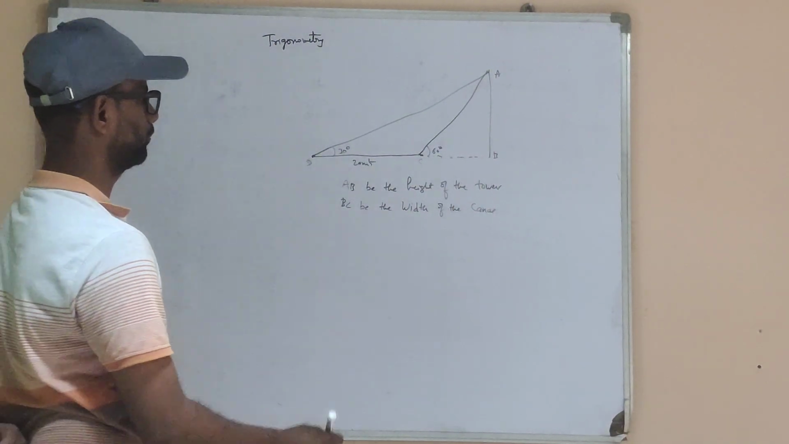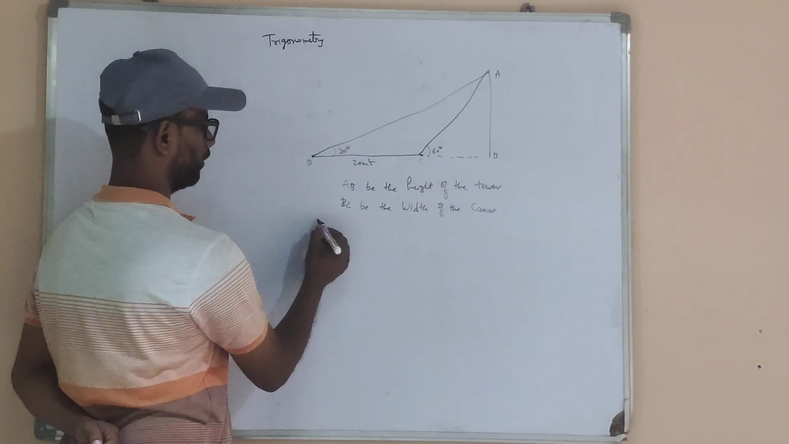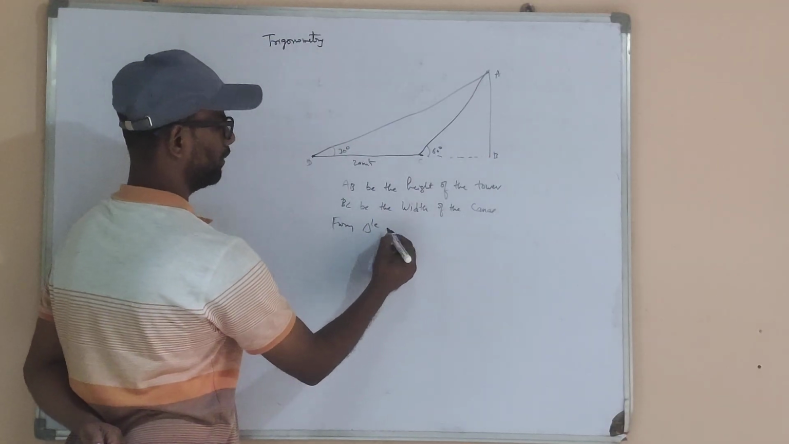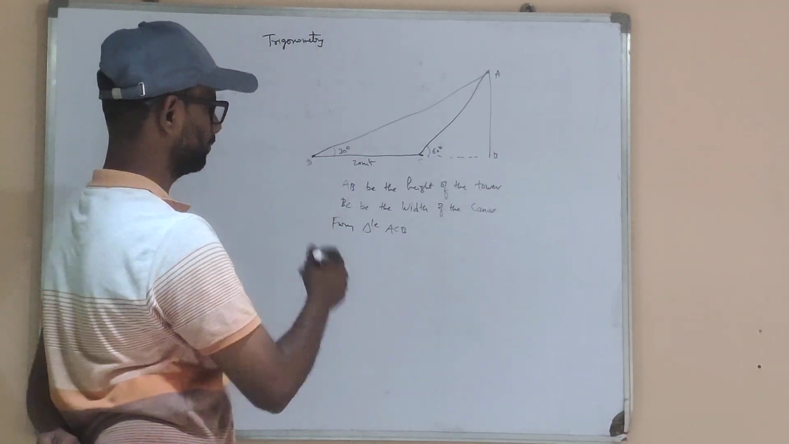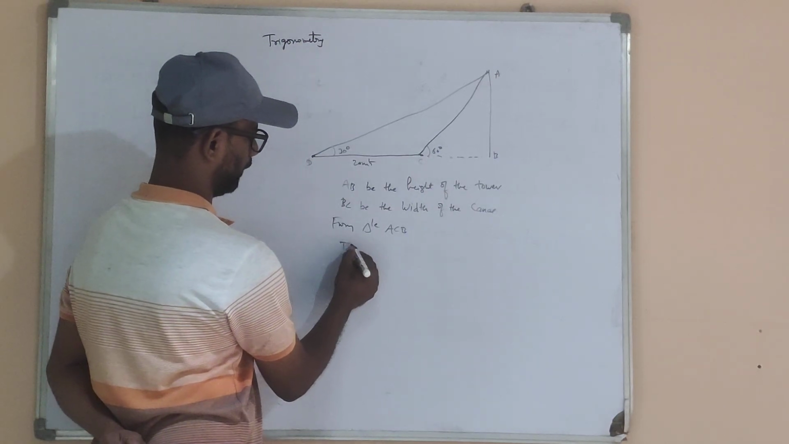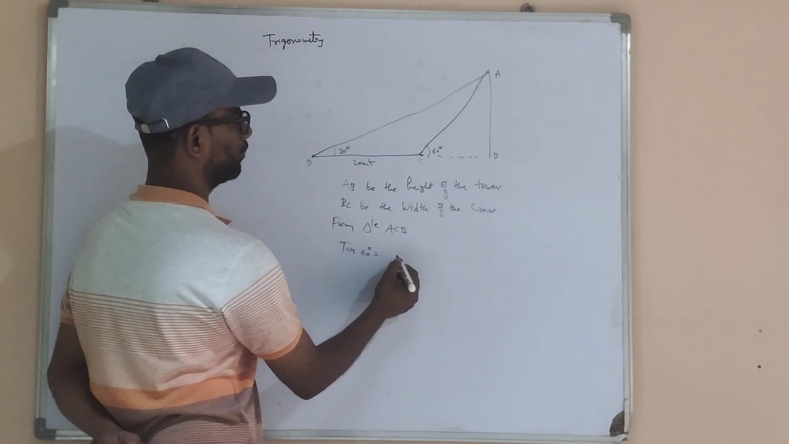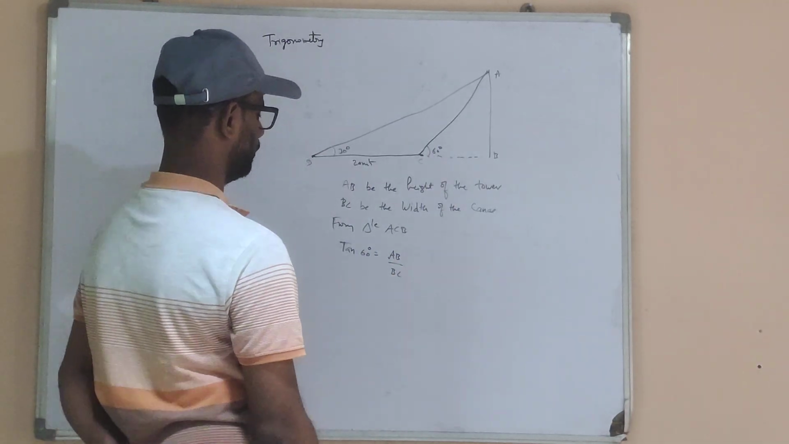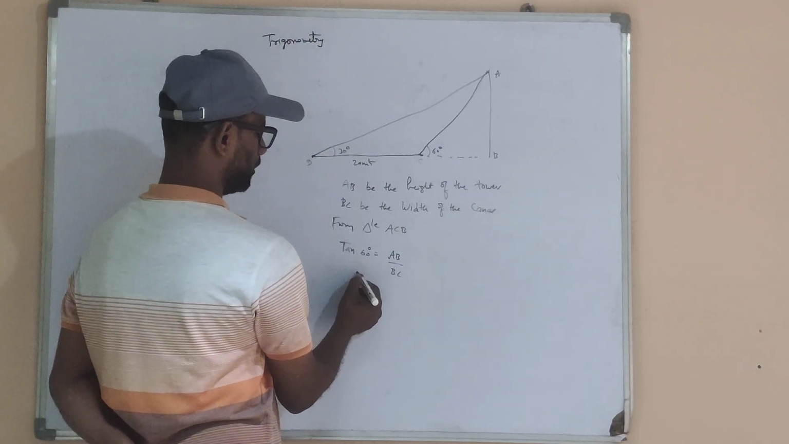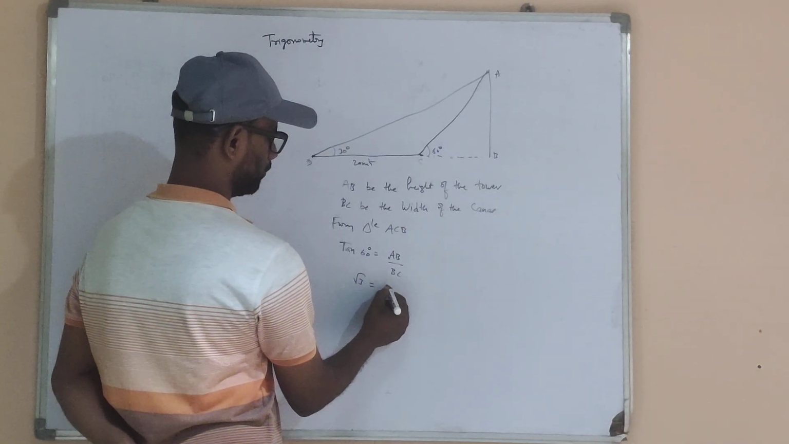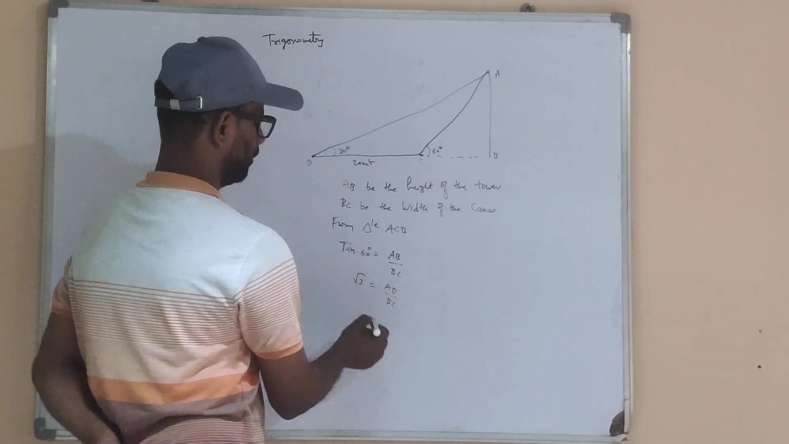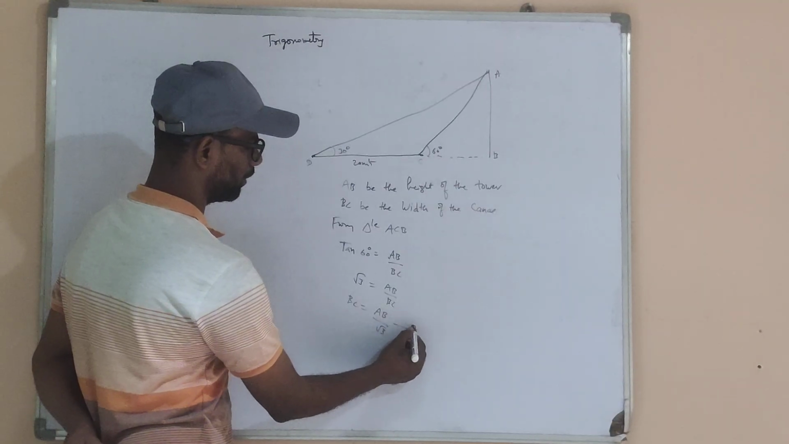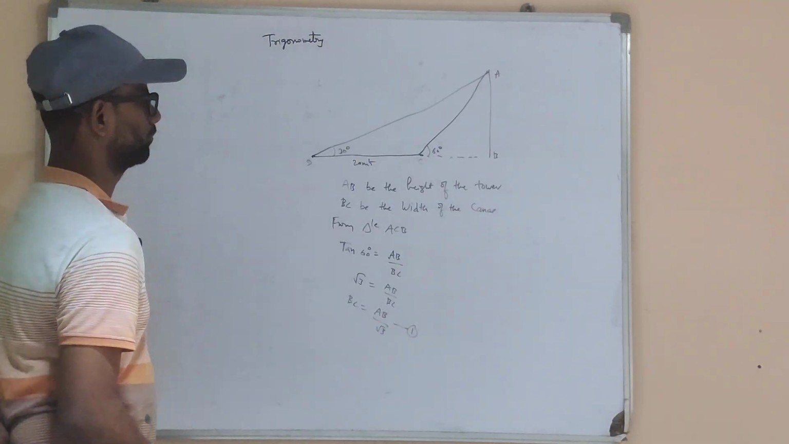Now from triangle ACB, tan 60 degrees is equal to AB by BC. So tan 60 means how much? Root 3 is equal to AB by BC. So on doing cross multiplication, BC is equal to AB by root 3. This is equation number 1.